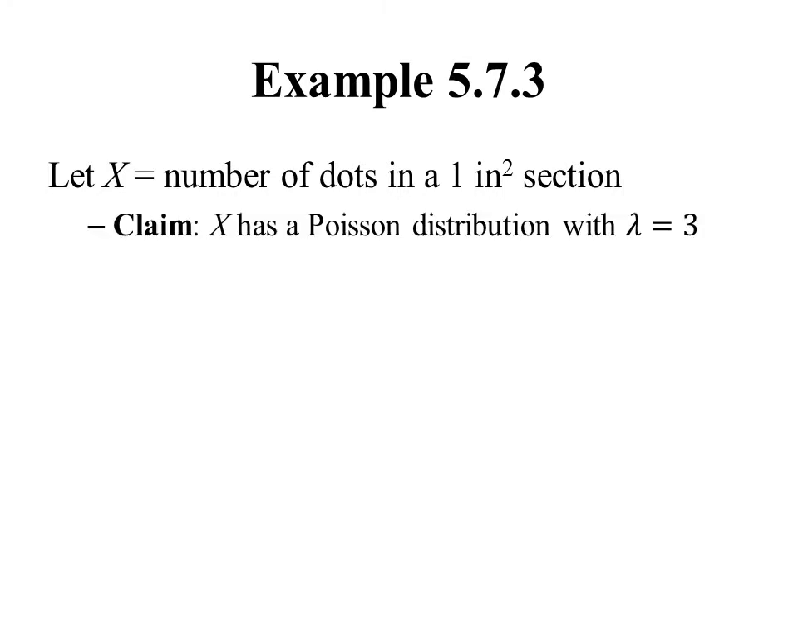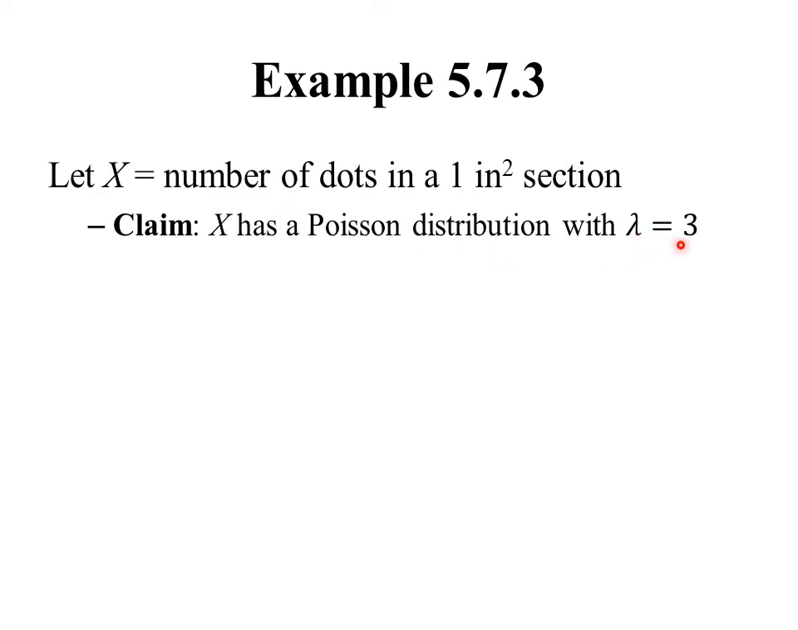So it seems reasonable to claim that x has a Poisson distribution with parameter lambda equals 3. If we think back to chapter 2, a Poisson distribution dealt with describing the number of occurrences per interval. Here an occurrence is a dandelion or a dot, and an interval is a 1 square inch section. So it's reasonable to assume that x has a Poisson distribution.